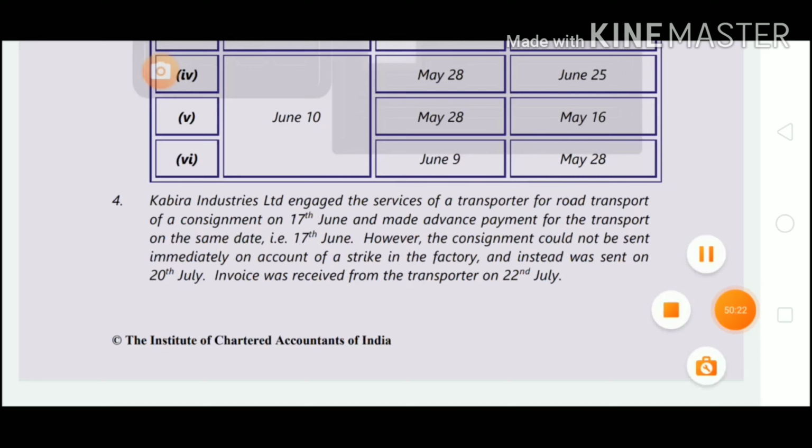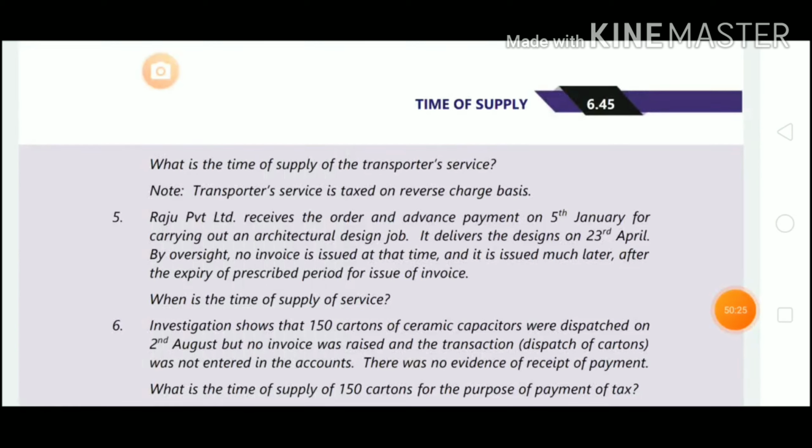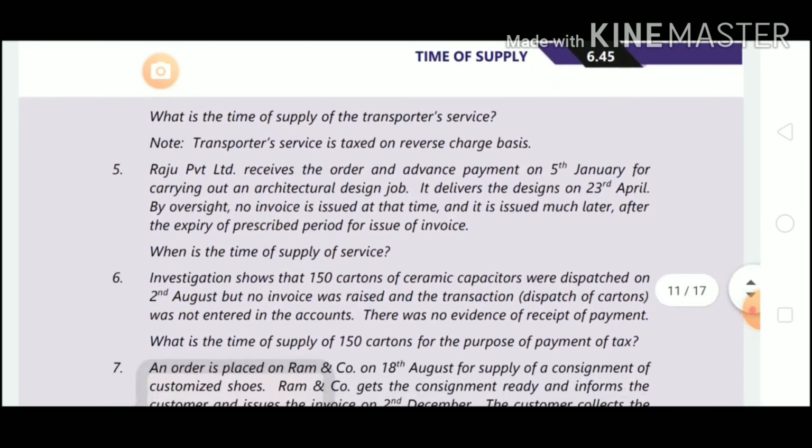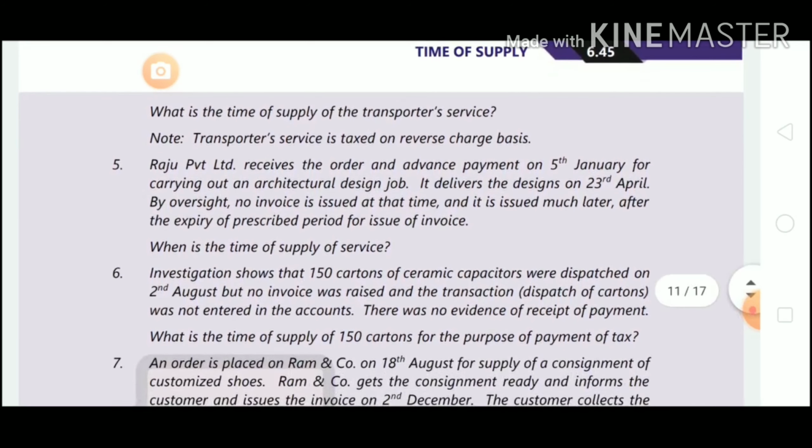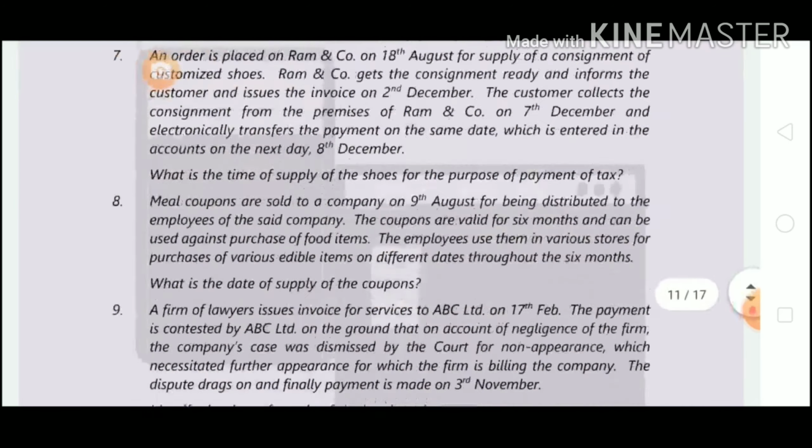What is the time of supply of the transporter service? Note, transporter service is taxed on reverse charge basis. Remember GTA service? So obviously we'll apply that provision. What is the time of supply in case of supply of services under reverse charge? That is date of payment or 61st day from invoice. Let's see the answer now.